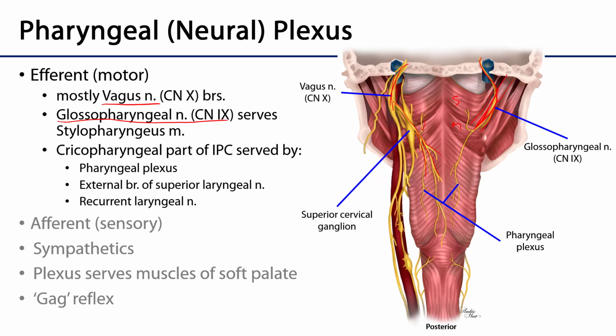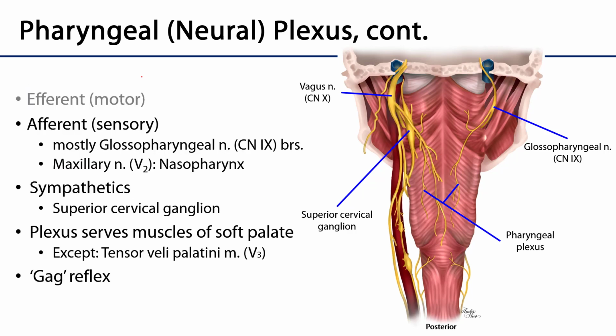And then finally, the cricopharyngeal part of the inferior pharyngeal constrictor not only is going to be efferently served by the vagus nerve of the pharyngeal plexus, but it will also be served by the external branch of the superior laryngeal nerve, as well as the recurrent laryngeal nerve. And we can see elements of the recurrent laryngeal nerve coming up to efferently serve that cricopharyngeal part of the plexus there. So that's the efferent part of the pharyngeal plexus.